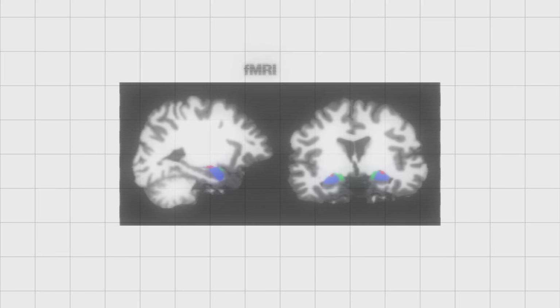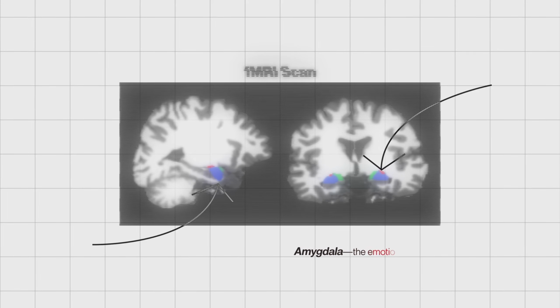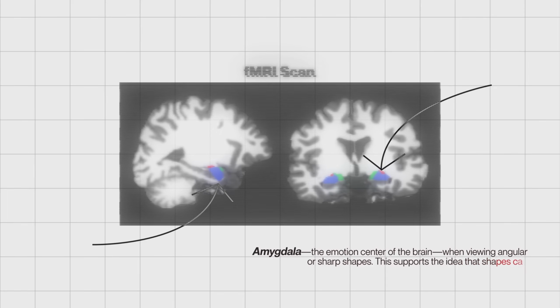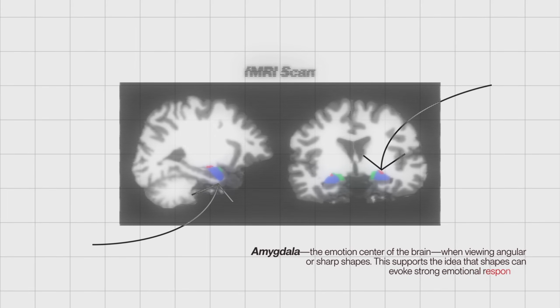For example, fMRI scans show heightened brain activity in the amygdala, a center for emotions, and that's when viewing angular or sharp shapes. This supports the idea that these shapes evoke stronger, often more intense responses.